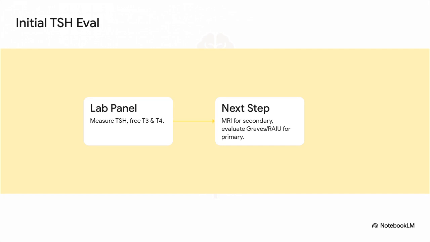A low TSH with a high free T4 or T3, that means primary thyrotoxicosis. On the flip side, a high TSH with a low free T4 points to primary hypothyroidism. And if you see a high TSH but the free T4 is totally normal, that's subclinical hypothyroidism.